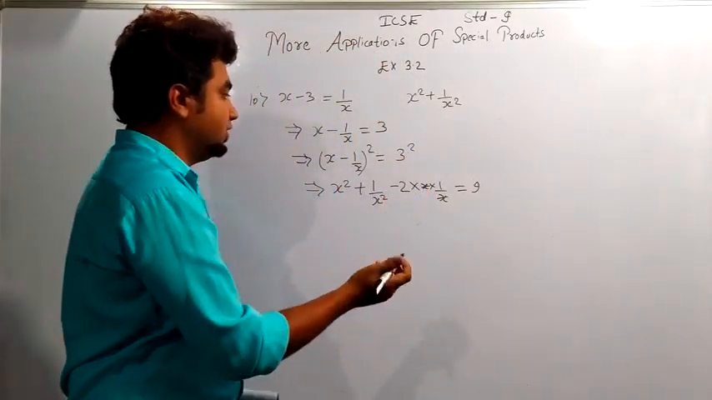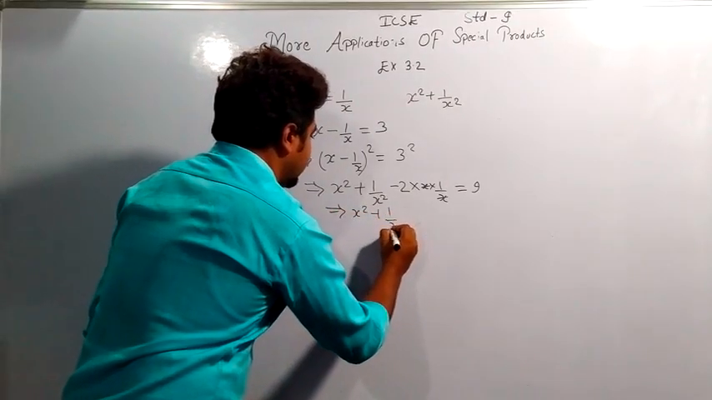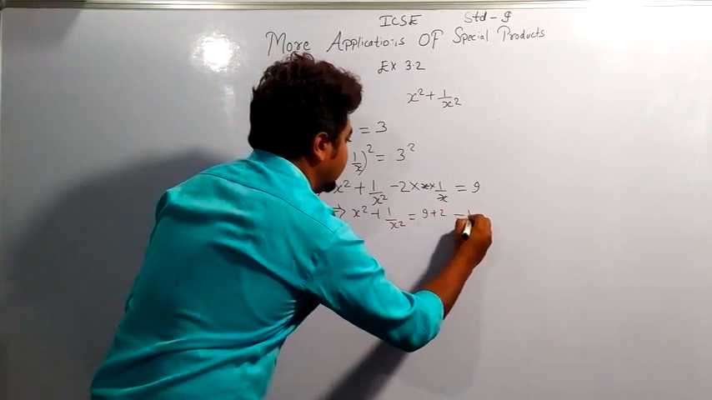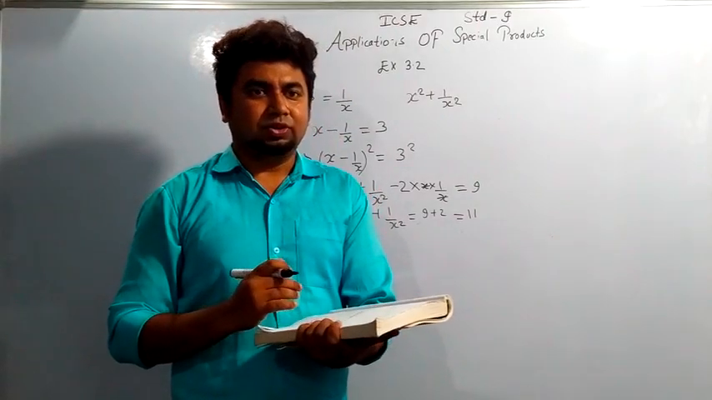Here we are getting 3 square is 9. x square plus 1 by x square is equal to 9 plus 2, which is coming out to be 11. So this is question number 10. Now we'll be moving to question number 12.